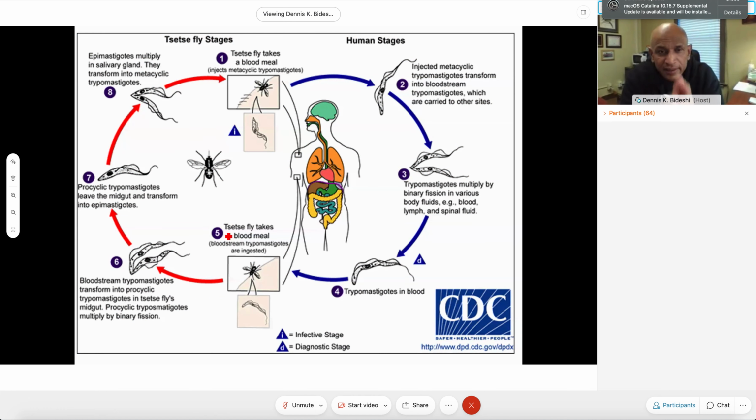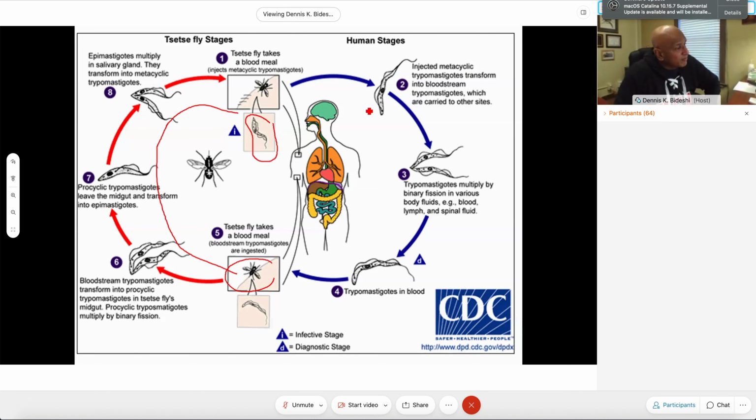Infective stage and diagnostic stage, and of course, the vector, what transmits this to us. So here's this tsetse fly, the Glossina as it's called, bites a human. What is it injecting into the human? Well, let's go back here. This here is called a metacyclic trypomastigote. That's what's being injected into the tissues, into the human bloodstream.